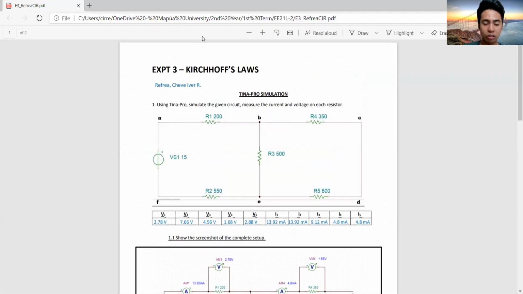For the voltage source, it should have 15 volts. For resistor 1, it should have 200 ohms. For resistor 2, there should be 550 ohms. For resistor 3, there should have been 500 ohms. For resistor 4, there should have been 350 ohms, and resistor 5 is 600 ohms, respectively. So, going back to Tina Pro.